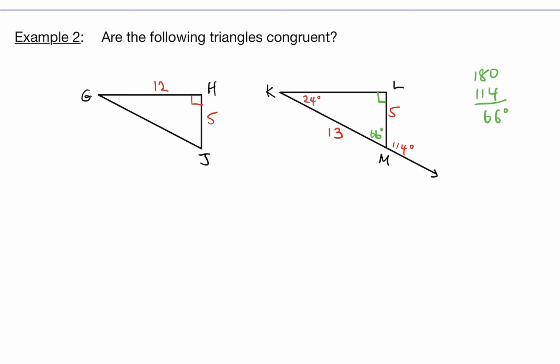So that's great. However, we still need one more thing to verify, and that is this hypotenuse KM has a length of 13. All we need to know is that the hypotenuse GJ is also 13. And if we can determine that, then we will know through the hypotenuse leg theorem that both of these triangles are congruent. Okay, so how do we figure that out?